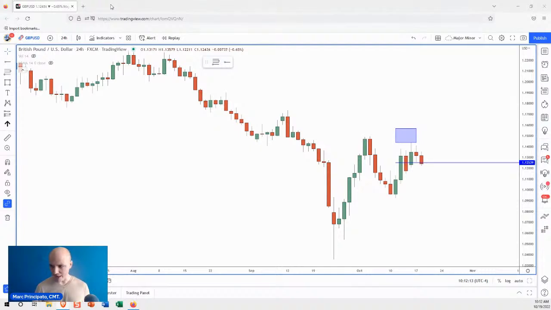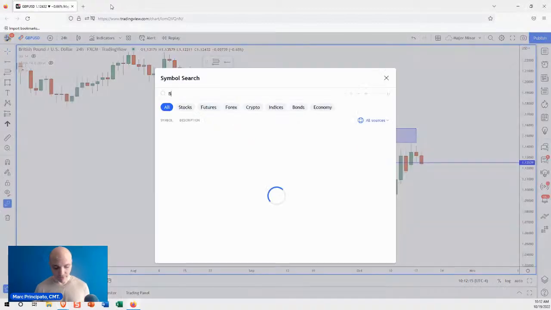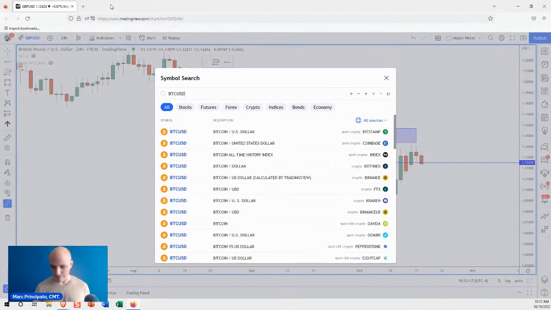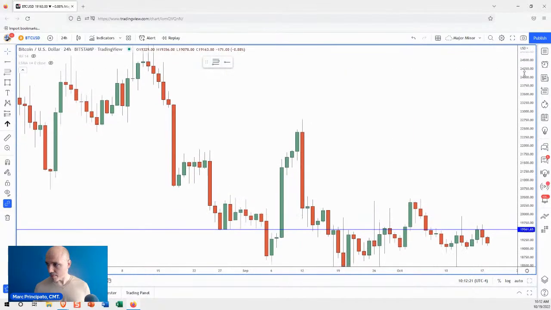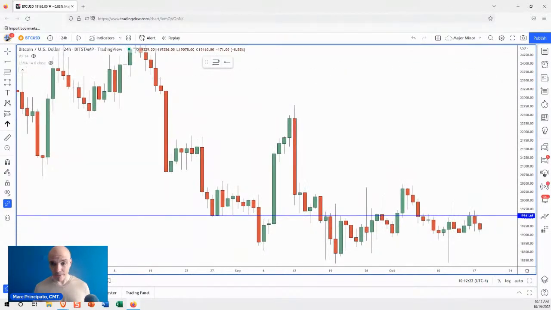Let me put Bitcoin back up here. So we have a couple of trade ideas developing, people. All right, pound, euro, Bitcoin, a few things going on here. Whether they follow through is another story. All right, so let me see.